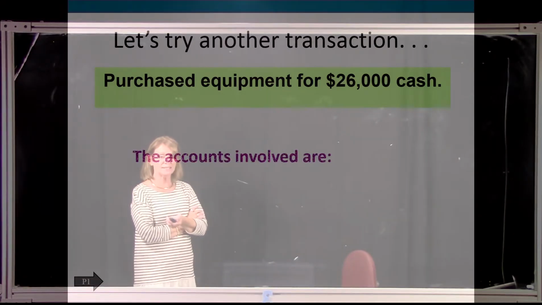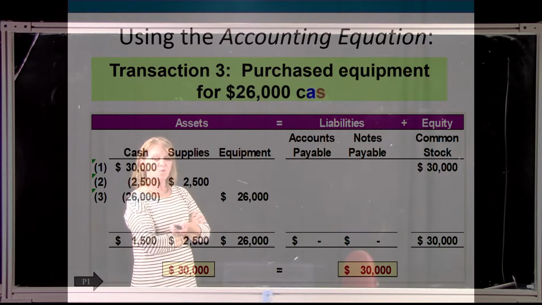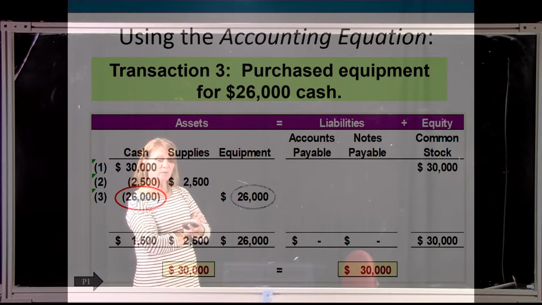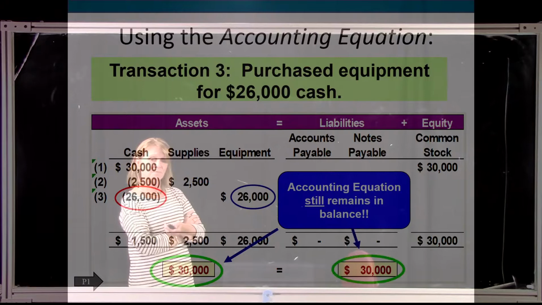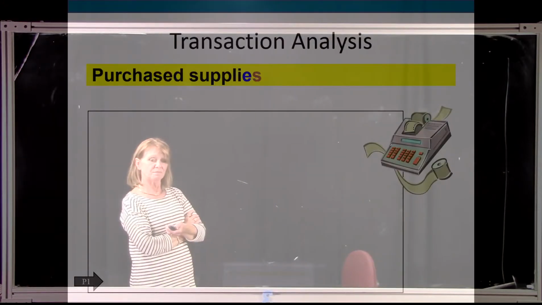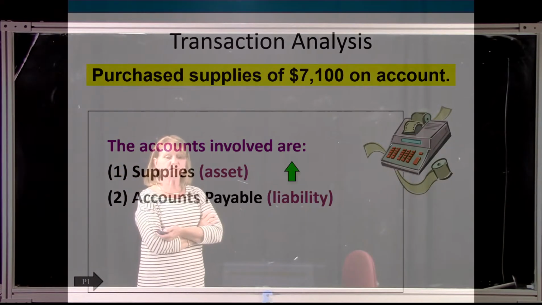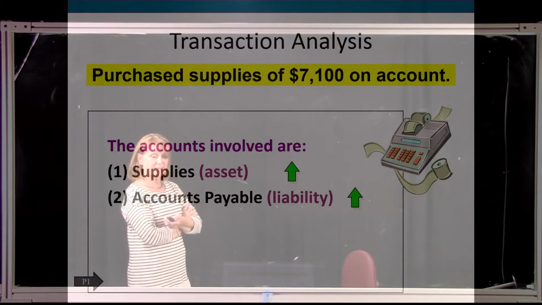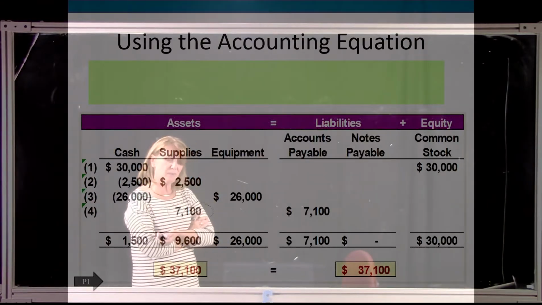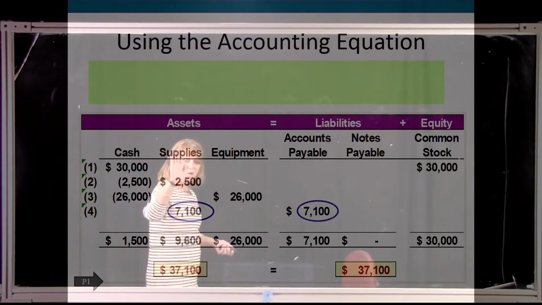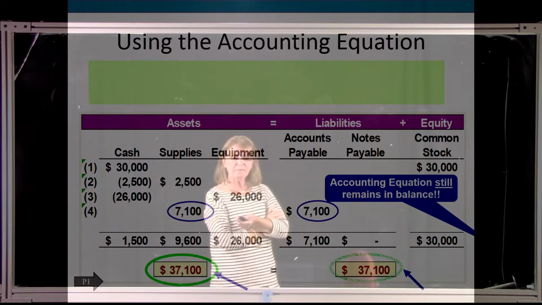We purchased equipment for $26,000 in cash. Well, equipment and cash are both assets. So once again, cash was reduced, equipment was increased, but still both sides of the equation have $30,000 in them. And we were running low on money, so we had to purchase some supplies on account, which means our asset side was increased by $7,100, but also our liability side was increased by $7,100. So once again, our accounting equation, assets equal liability plus equity, remains balanced.